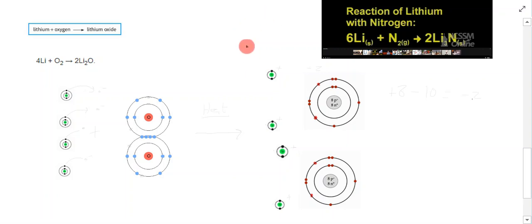Now, as a result of that, it wants to be stable. So what will happen is, this positively charged lithium ion is going to want to come into contact with this negatively charged oxygen ion. And as a result of that, a bond is going to be formed. So each of these lithium ions will bond with the oxygen ion, and you get what's known as an ionic bond that's formed. So this is an ionic bond.